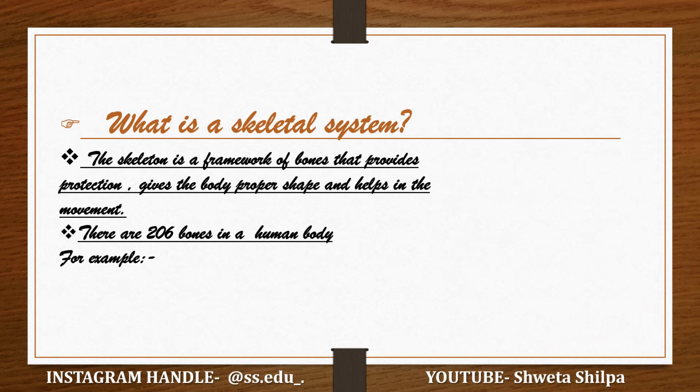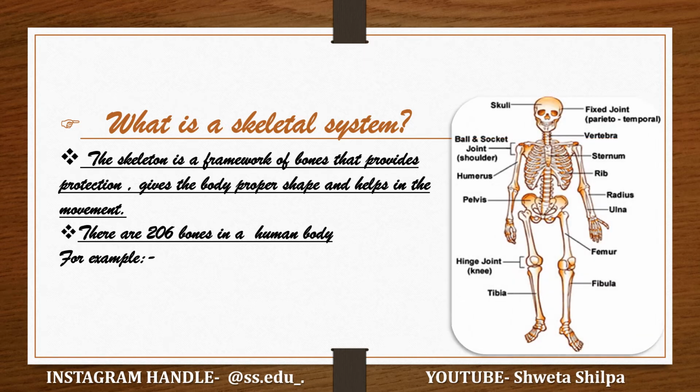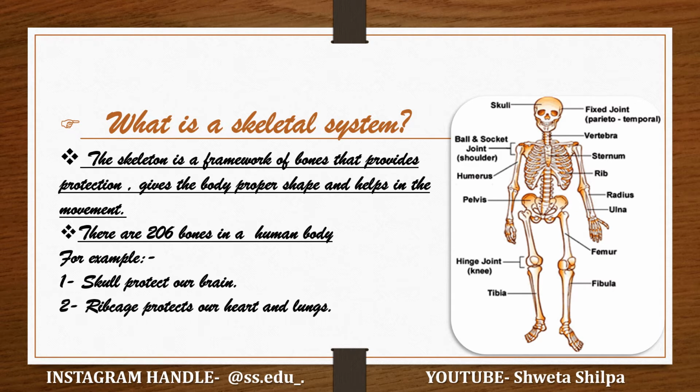For example, if you can see, another picture came up in front of you, which is indicating the names of the various bones that are present in our body. So the first example is the skull, which protects our brain. Number 2, the rib cage, that protects our heart and lungs. And third, the leg bones help us to sit, stand, and walk.